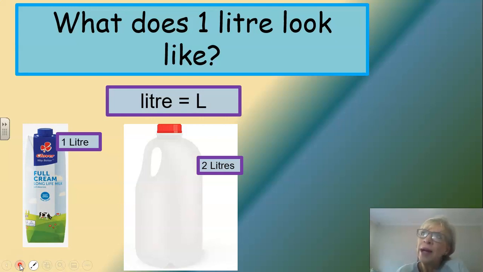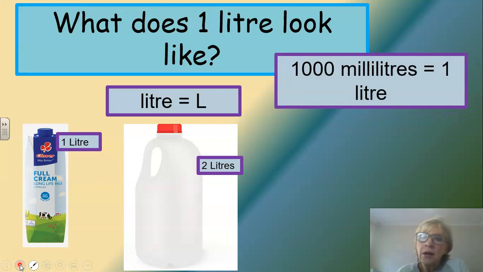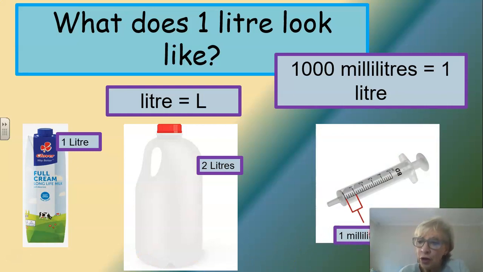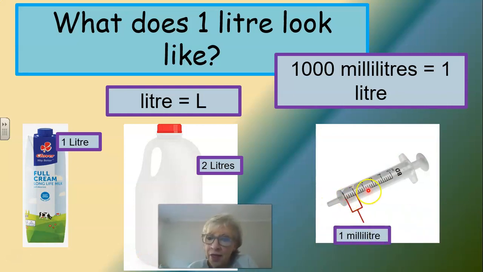And how do we write 1 liter in short? I always use a capital. You don't have to. I do, because sometimes it looks like a 1. So I like to be able to see the difference between a number 1 and the L for liter. So I use a capital. But now, what have we learned as well? That 1,000 milliliters is the same as 1 liter. What does that look like? Well, if you look at your syringe, 1,000 of those little few droplets in there fits into 1 liter of milk.